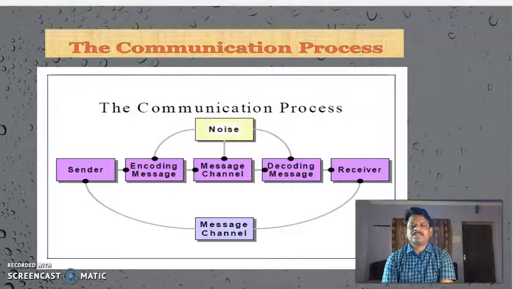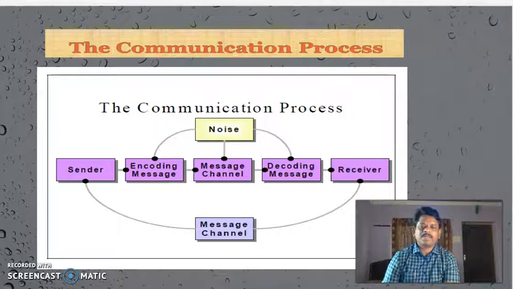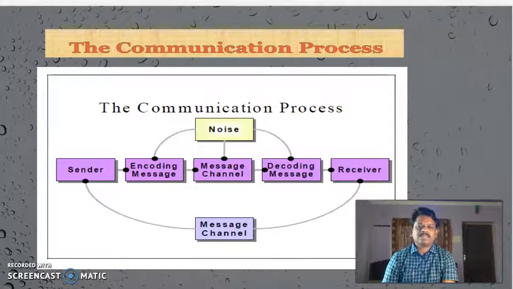The first component is the sender. The second level, encoding message. The third level, message channel. The fourth one, decoding message. Fifth one, receiver. So these are the 5 stages, 5 different parts in the process of communication. Here there are 2 important things in the process. One is noise and the second one is feedback, right?